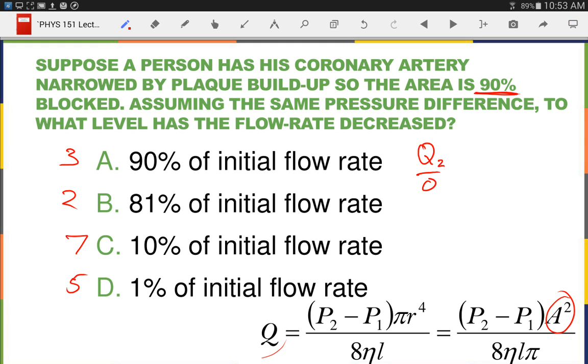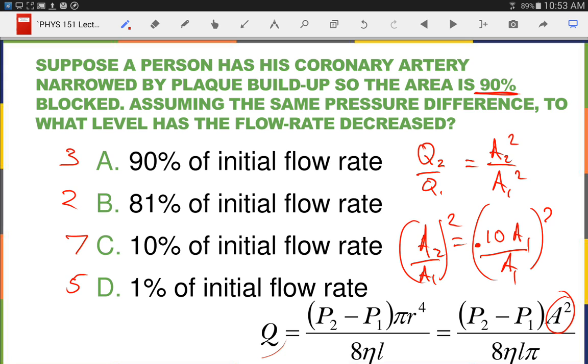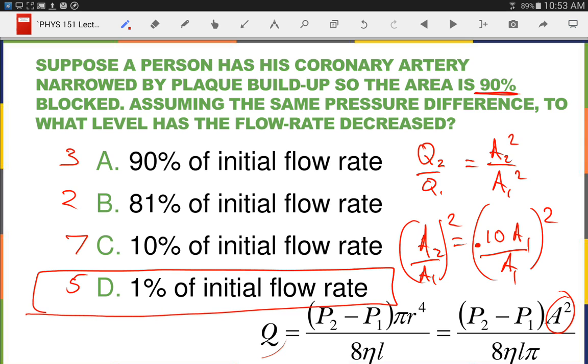So Q2 over Q1 is equal to area 2 squared over area 1 squared. And if area 2 is 10%, so 0.10 of area 1, then area 2 squared over area 1 squared is going to be 0.1 squared, which is 0.01, hence 1% of the initial flow rate. That's not much blood getting through anymore. It's probably a good point to have bypass surgery.